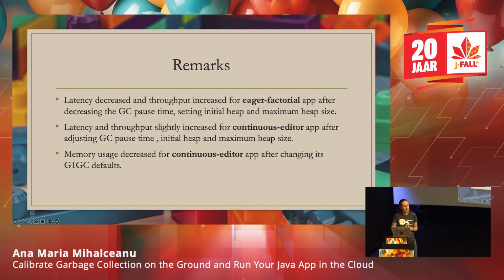So some intermediary remarks: I could adjust these details and have more requests served by the eager factorial at a lower latency, while I kept pretty much a similar amount of CPU consumption. So I'm pretty happy with what I got for my CPU-intensive app. And of course, similarly, I managed to decrease the continuous editor's memory consumption, but I couldn't say that I see much improvement there.